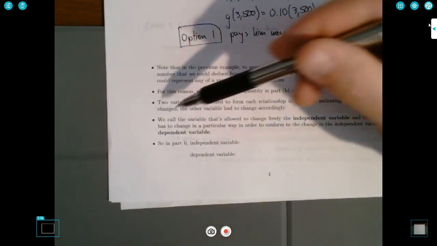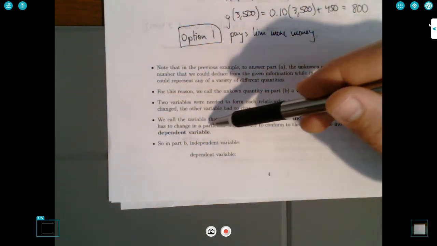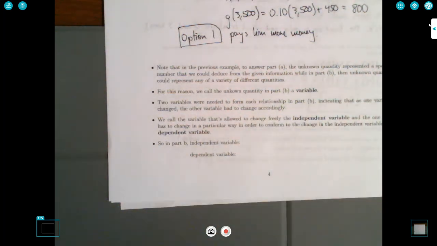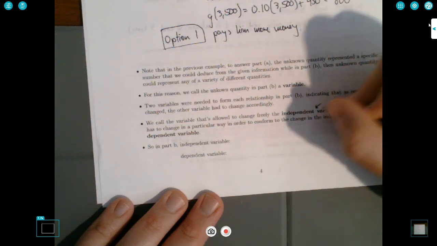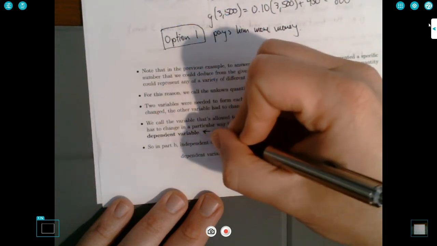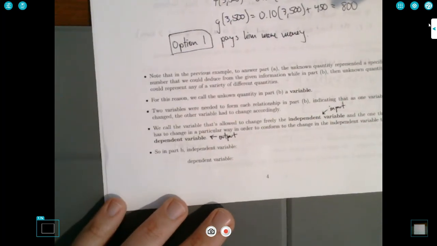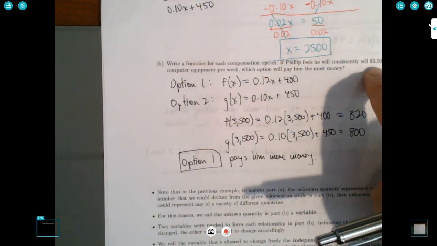Anyway, we call the variable that's allowed to change freely the independent variable, and the one that has to change in a particular way in order to conform to the change in the independent variable, the dependent variable. So the independent variable is the one that you change around. It's your input, right? The dependent variable is the output. So you could kind of think of it that way too. So you can say the independent variable is your input. The dependent variable is your output. Okay? So in part B, the independent variable was, well, what were we plugging in? We were plugging in the amount of money that he would sell.